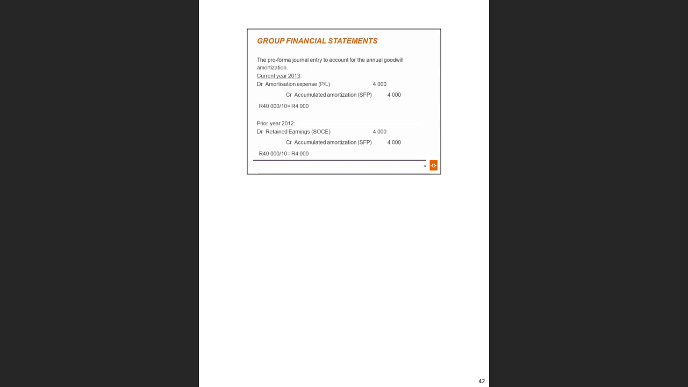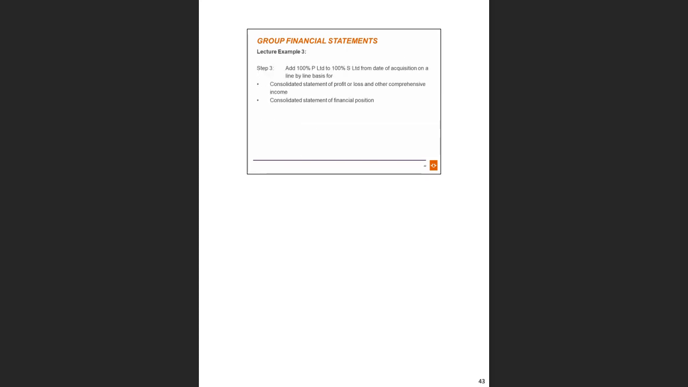So this is when we raised goodwill and started amortizing goodwill. So our prior year is only for 2012 and the current year is for 2013. So that is our amortization of goodwill. Let's have a look at the next journal entry.